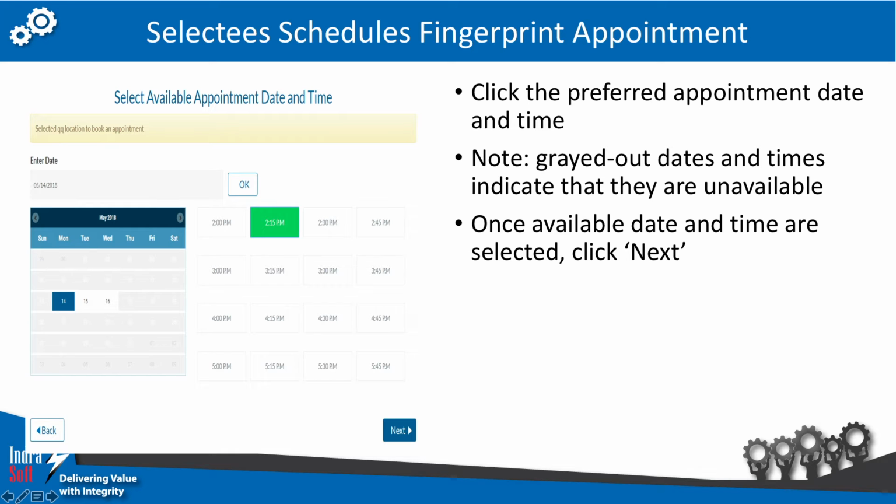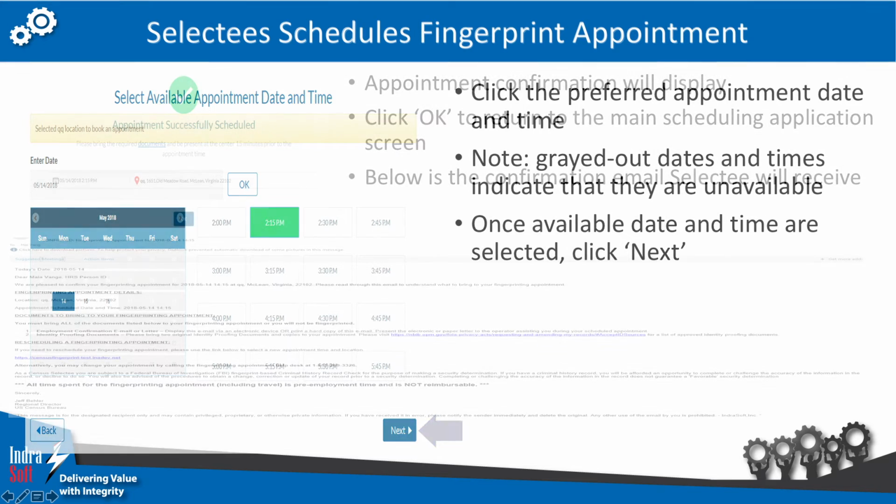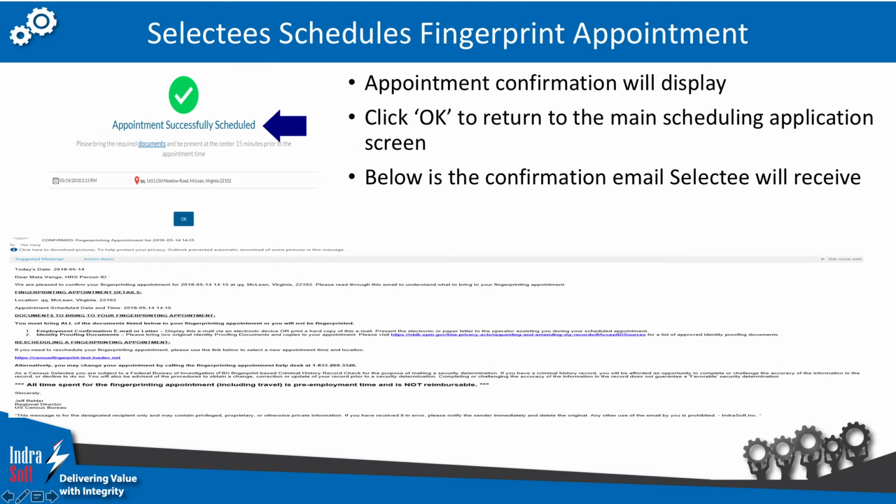Next, the screen displayed to the left will show appointment availability by the selected date on the calendar or a date manually inputted into the search field. Once selectee has chosen a date, times available will be displayed on the right of the screen as seen here. The selectee will simply choose the time based off of the date they have selected and click Next to finalize their appointment. The selectee will see appointment successfully scheduled with confirmation of the date and location where the fingerprint appointment has been scheduled. The selectee will also receive an email confirmation of the scheduled appointment.